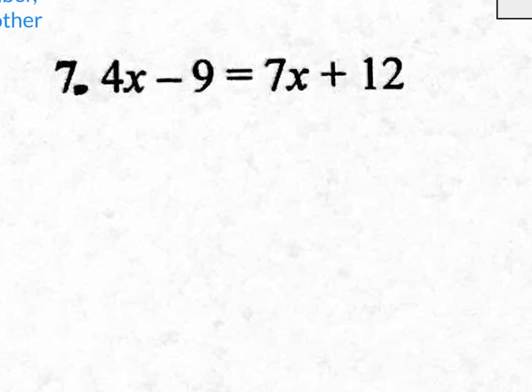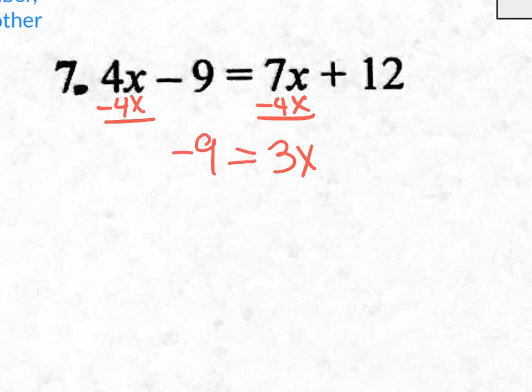I'm going to actually get rid of the 4x, okay? I'm going to get rid of the 4x, subtract 4x, subtract 4x. That way you end up with a nice 3x right there, okay? And let's rewrite everything else. The equal sign comes down, the negative 9's right there, the plus 12 is right there.